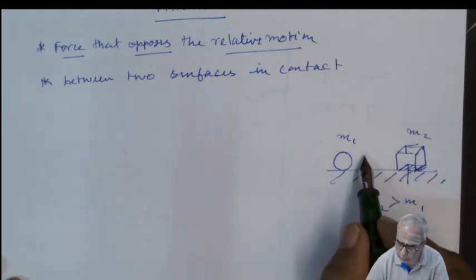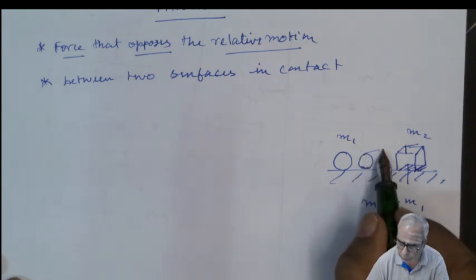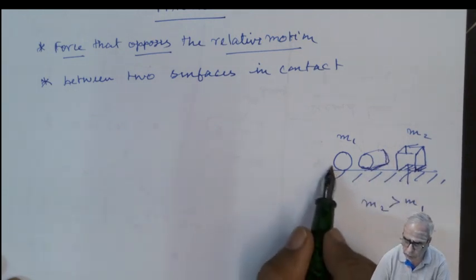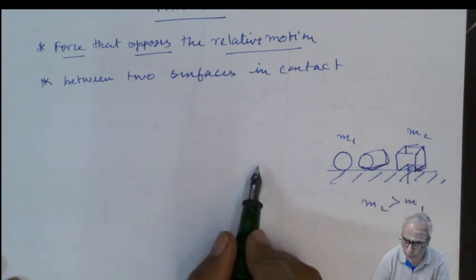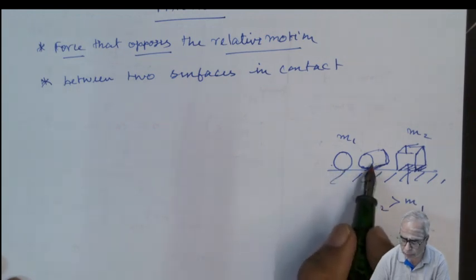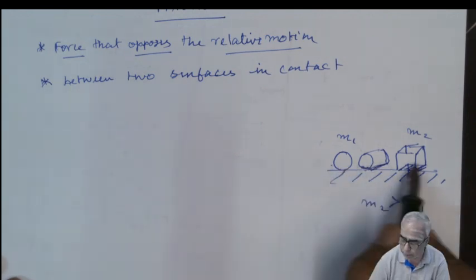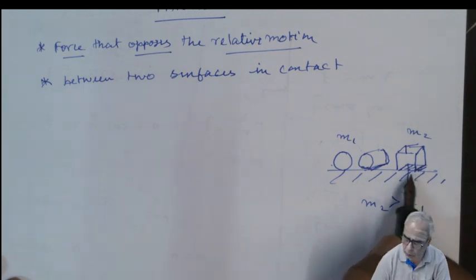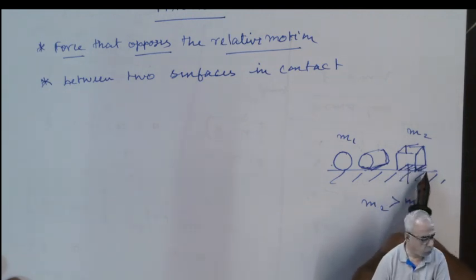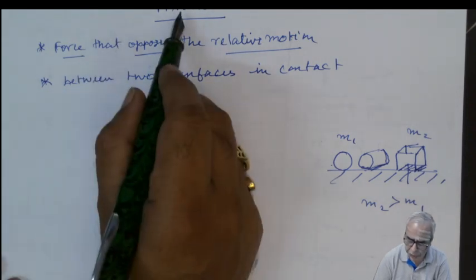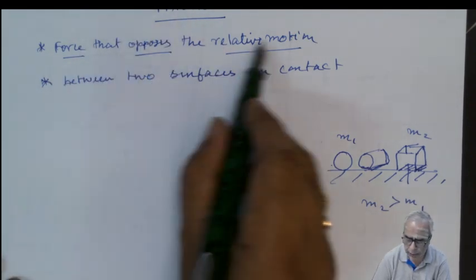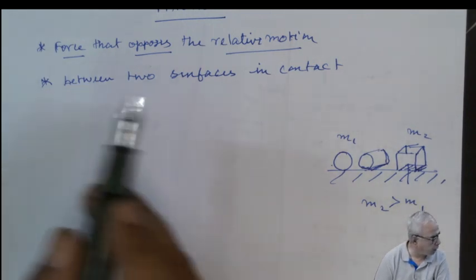Let me consider a cylinder like this, a roller. Now this sphere or ball can easily roll down, and with some effort the cylinder can be rolled down, but we need to put more effort to pull or push the cube. Do you understand? Because the contact surface is more. So friction arises when there is a relative motion between two surfaces in contact.